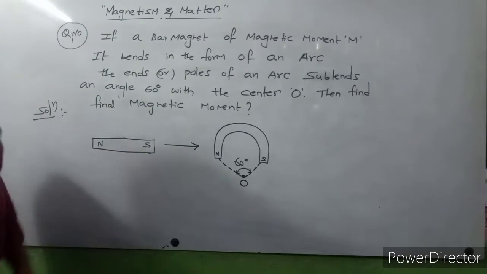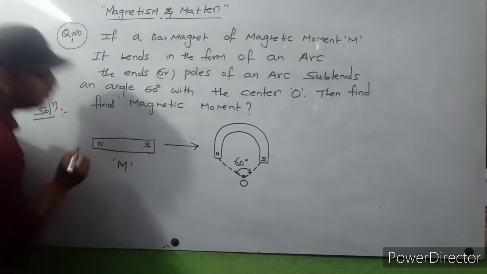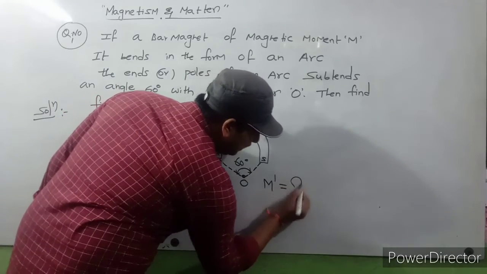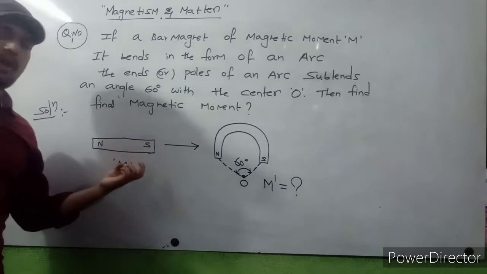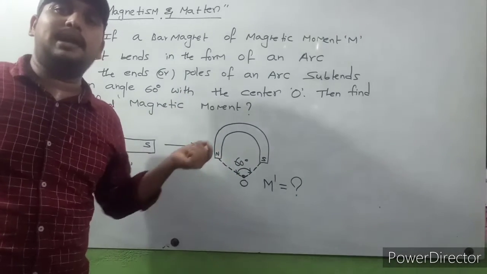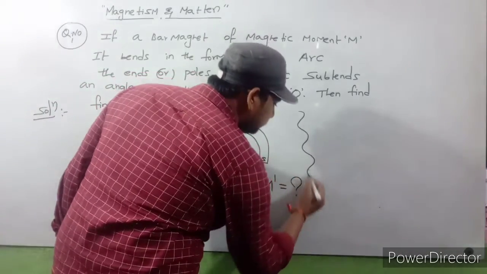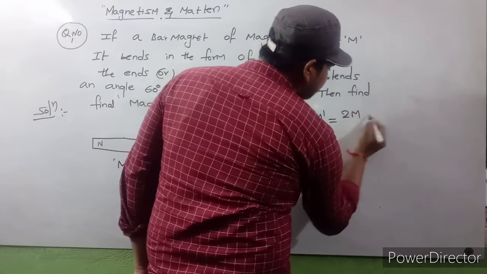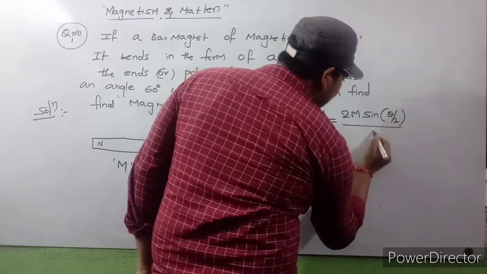So then what is the final magnetic moment? Here the magnetic moment is M. Here the final magnetic moment I consider as M dash. So how to find M dash here? If any bar magnet is bent in the form of an arc, for finding the final magnetic moment we have one formula. What is that formula? M dash is equal to 2m sin theta by 2 by theta.